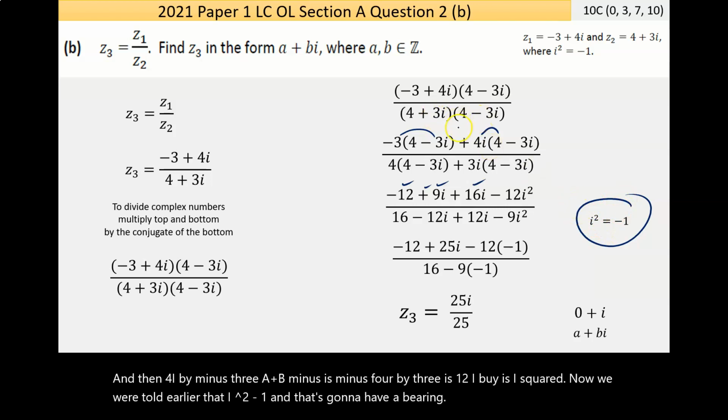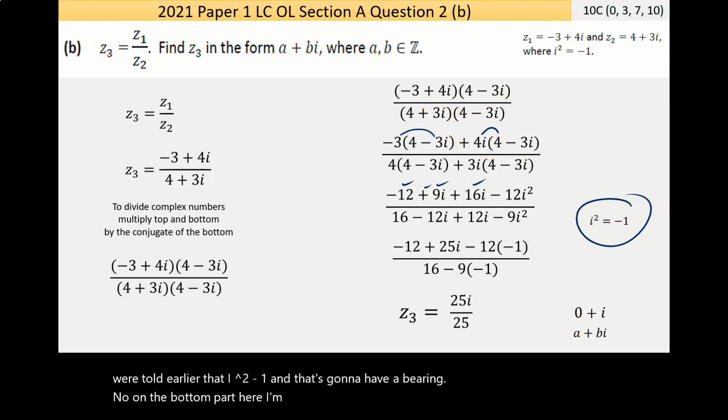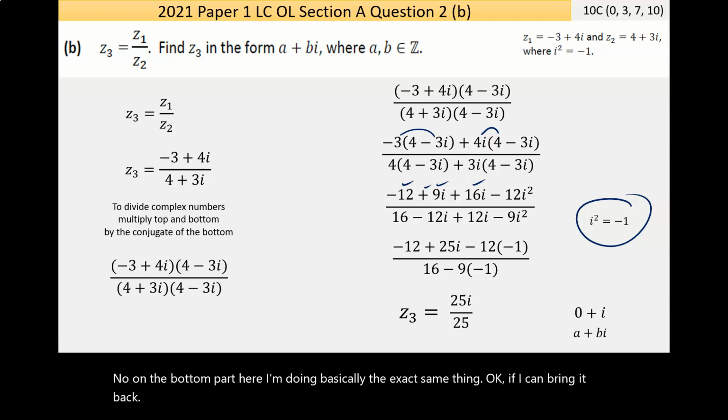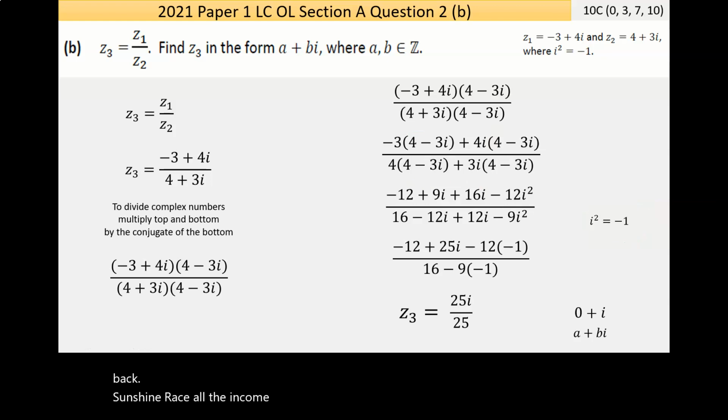Now on the bottom part here, I'm doing basically the exact same thing. Okay, if I can bring it back. I'm just trying to erase all the ink on the slide, and I should be there.